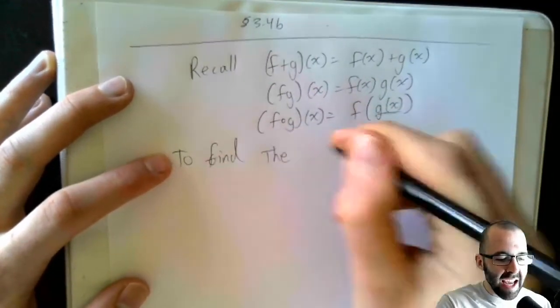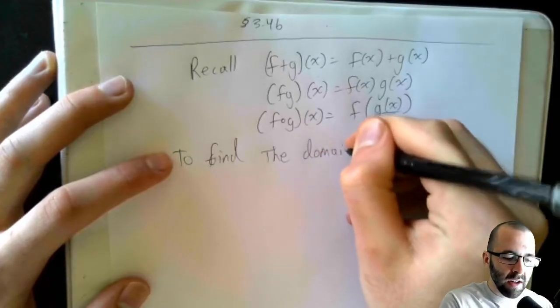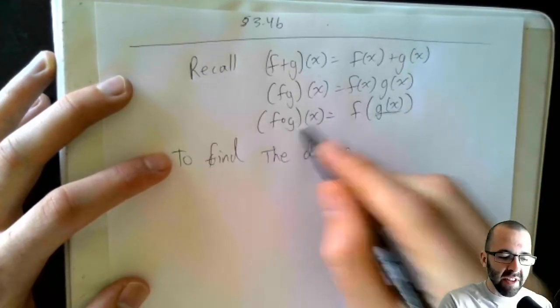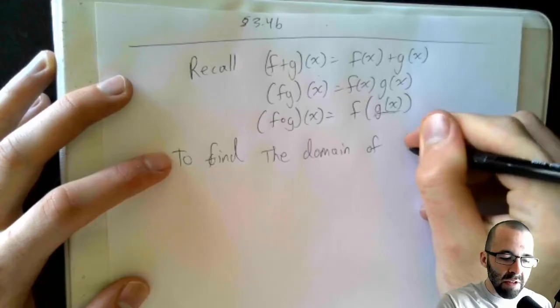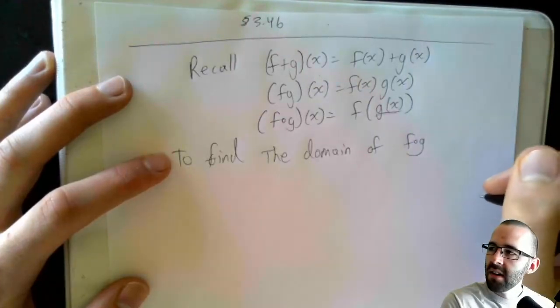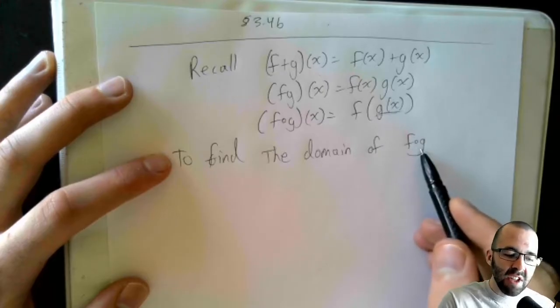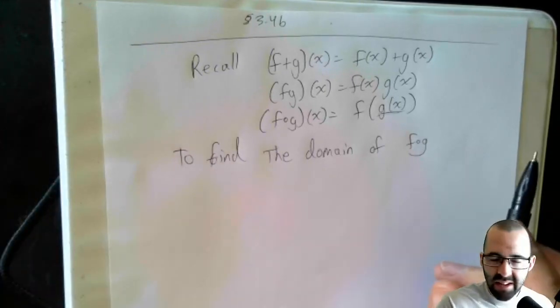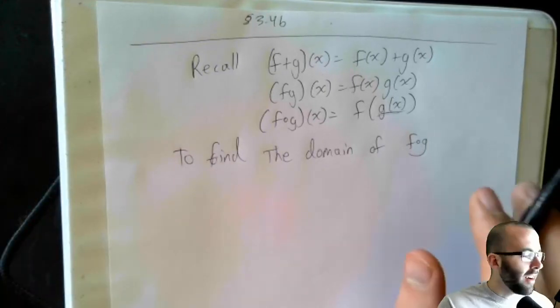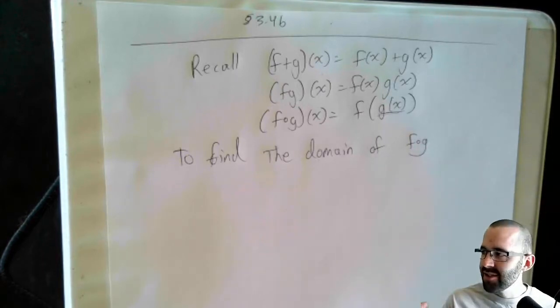To find the domain, remember, domain is all the inputs, all the things that you can plug in of f of g. And remember, sometimes we write f of g of x. Sometimes we just write f of g. For the purposes of this class, they're basically the same. You don't really need to know the fine details of when they're different.